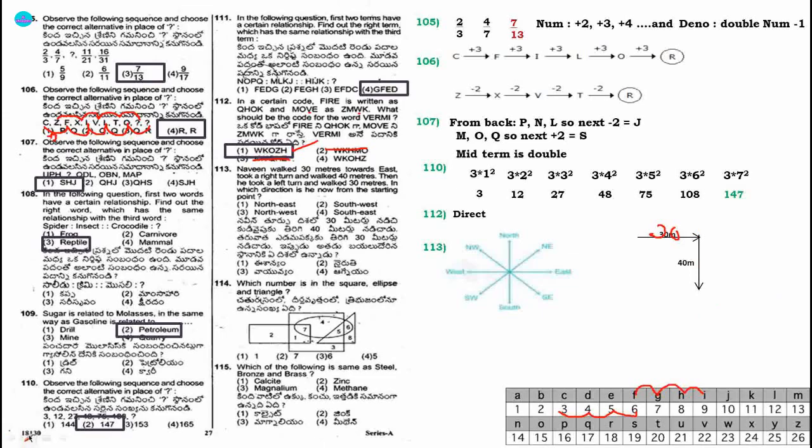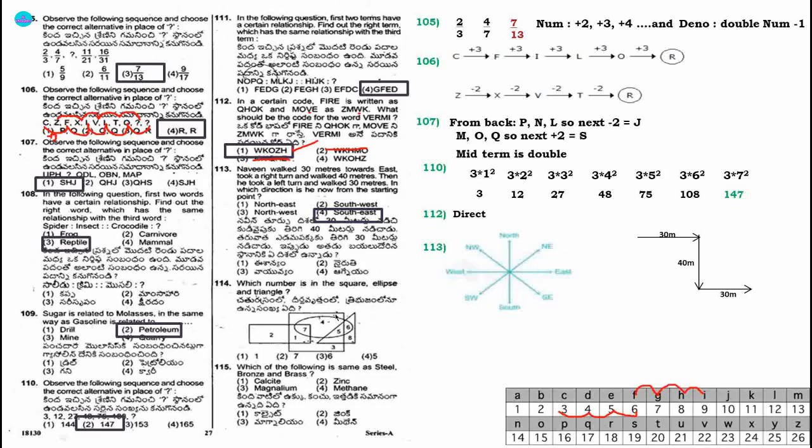Then he took a left turn and walked 30 meters. A left turn means he will be going this side. So from here he walked, and how much? 30 meters. In which direction is he now from the starting point? Starting, he was going in the east direction. Now he is in this direction. So what direction is it? Southeast direction.